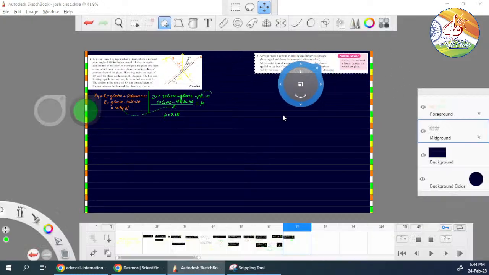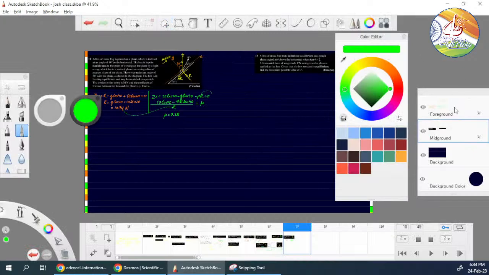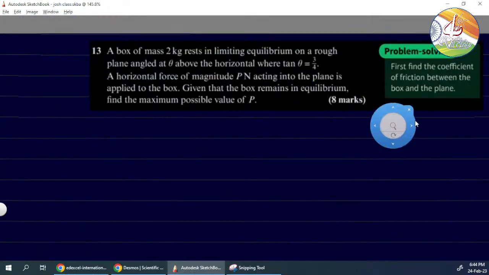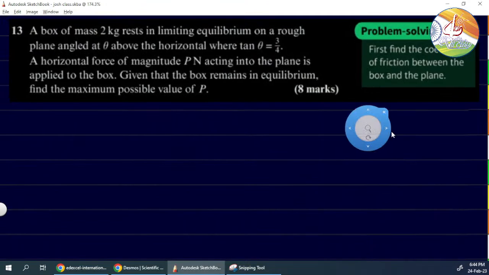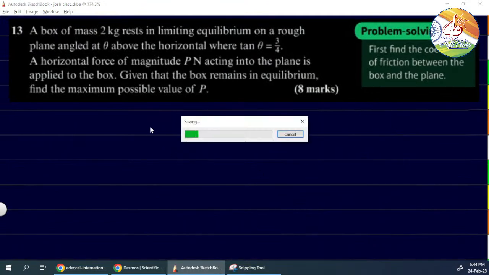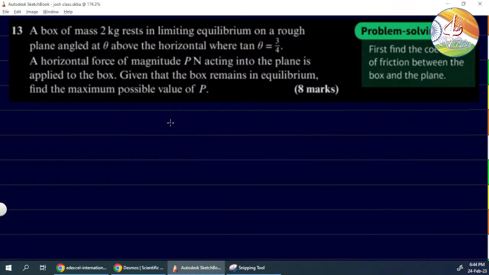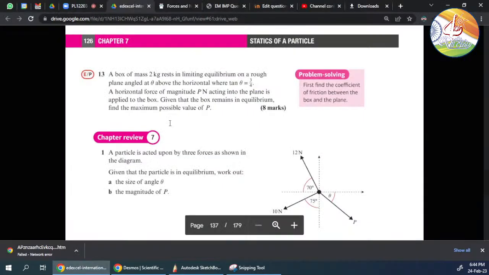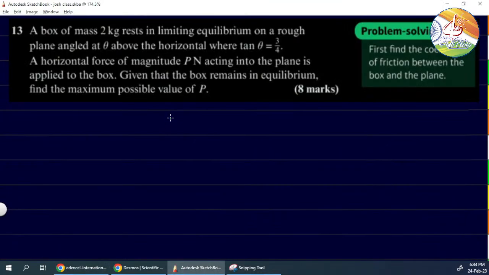Let's take it here. A box of mass 2 kg rests in limiting equilibrium on a rough plane at angle theta. The diagram is not given for this, so we have to build the diagram. Fine. So the 2 kg box is resting in limiting equilibrium on a rough plane that is inclined at theta.